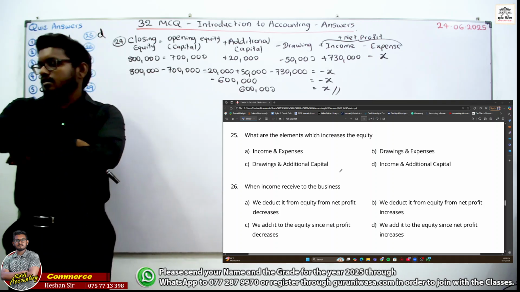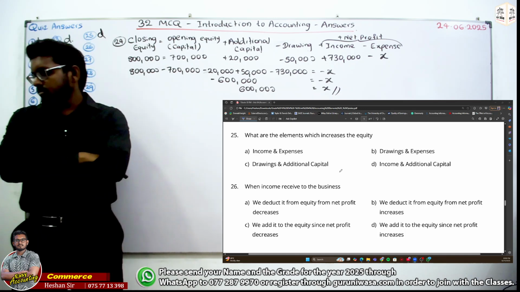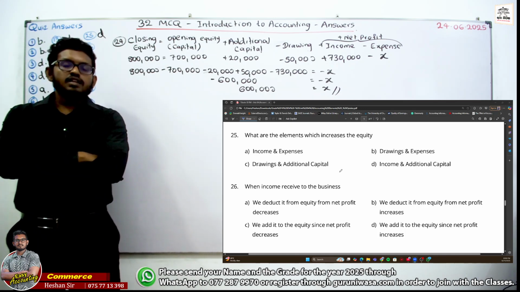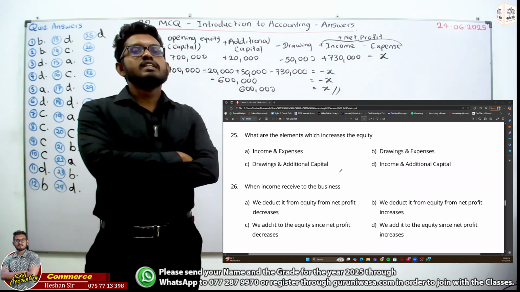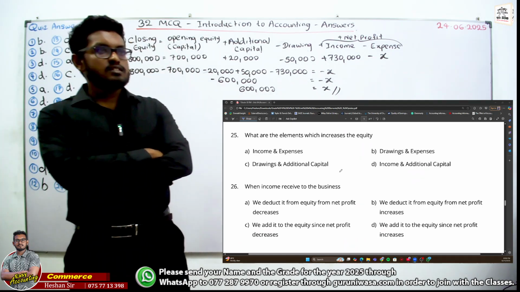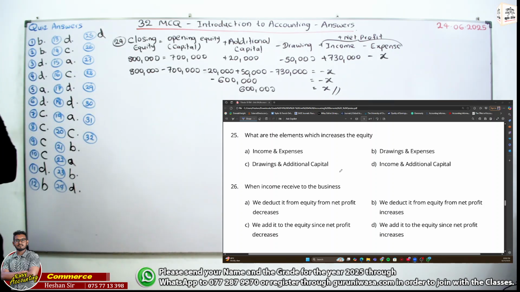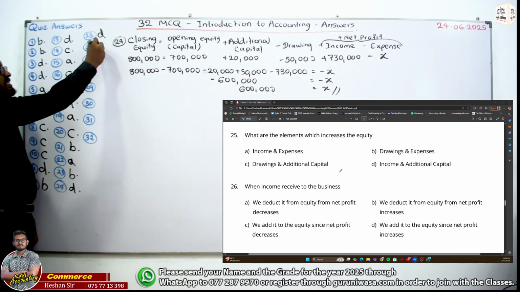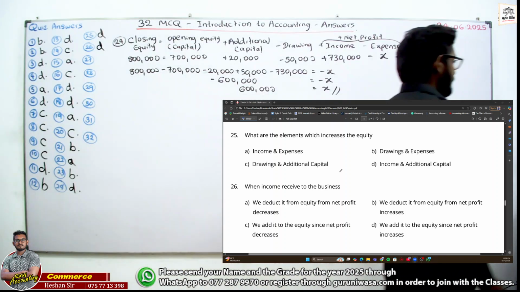26. When income is received by the business, what will happen? We add it to the equity. Why? Because profit increases. Understand? We add it to equity since the net profit increases. So the answer is D. Right?